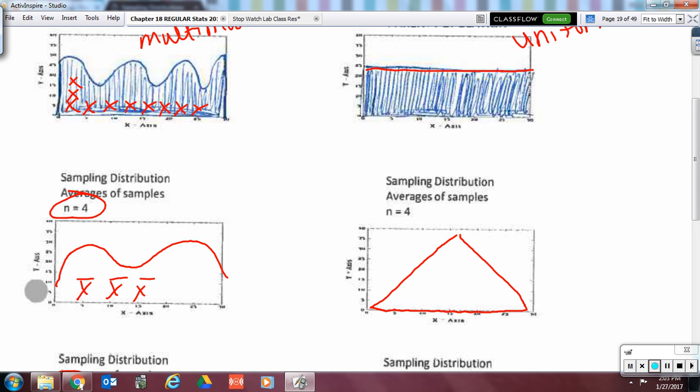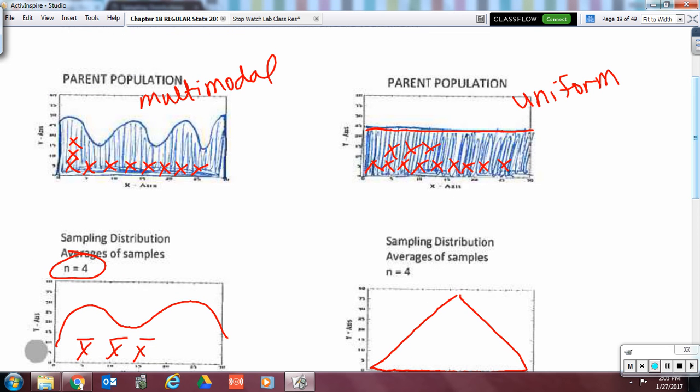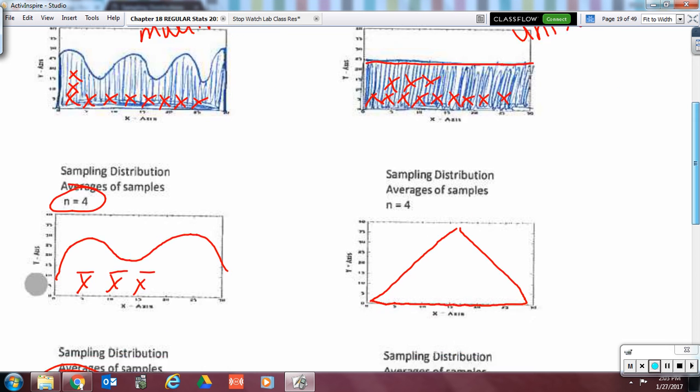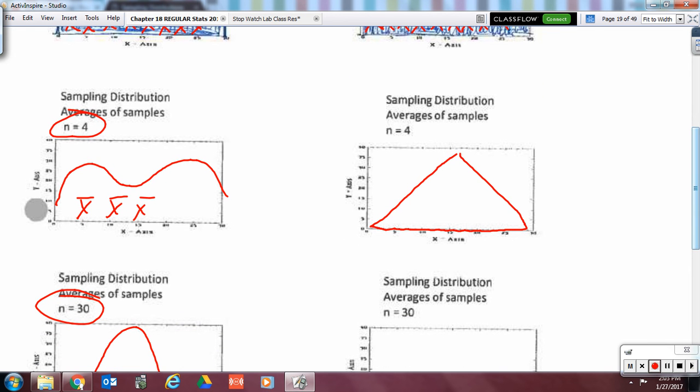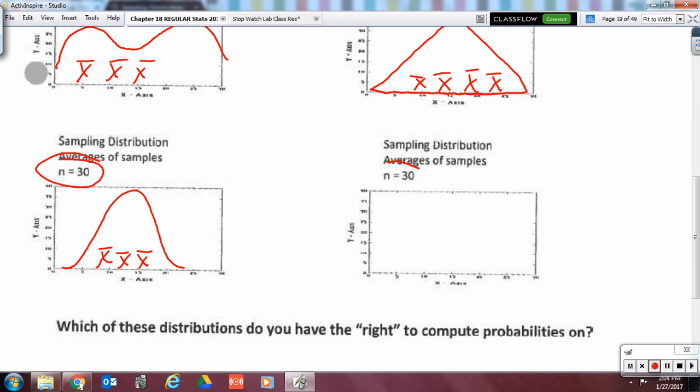But by the way, what symbols go in this top picture? Plain X's. Why? Because this is one individual, population. Good. It says uniform. And then sampling distribution: what symbols go in here? X bars, because that is an average of 4 items. Now how about this one? Average of 30 items, which is large enough. So what does that mean? It's going to be a beautiful normal model.